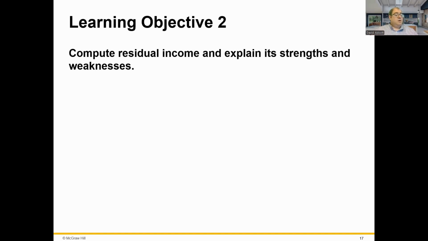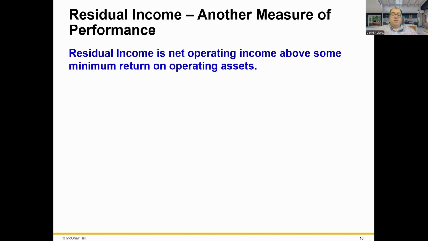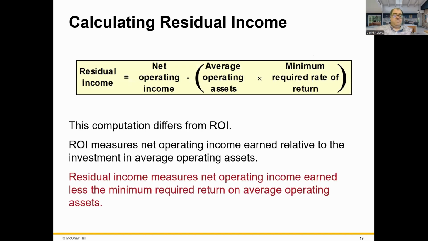Okay, so now we're going to take a look at residual income and compute residual income and explain its strengths and weaknesses. So first of all, residual income is the net operating income that an investment center earns above the minimum required return on its assets. And so calculating residual income, we see the equation. It would be the net operating income, and we're going to subtract from that the average operating assets multiplied by the minimum required rate of return.